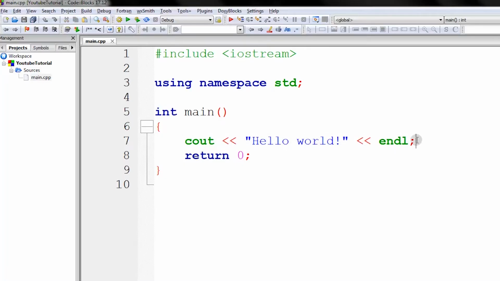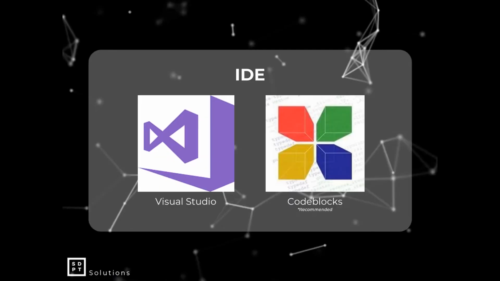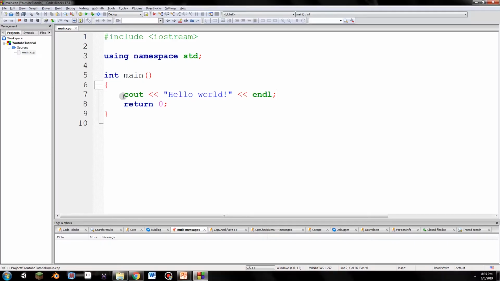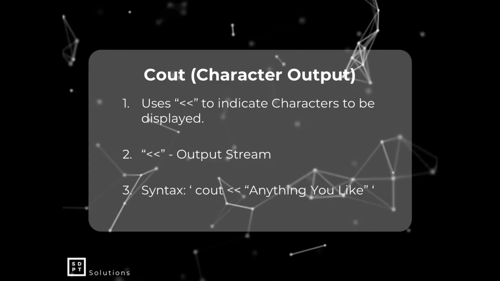Yun. So, balik tayo sa ating PowerPoint. So, next, we are going to discuss about the C out. So, eto yun, yung C out. Okay. So, ang C out, ni-use niya ang dalawang less than signs to indicate characters to be displayed. So, yun nga. Yung dalawang less than sign, ibig sabihin niya, output stream.